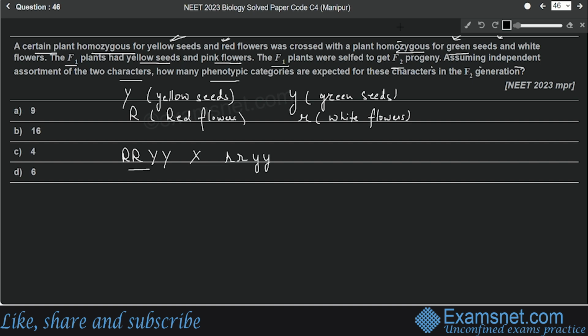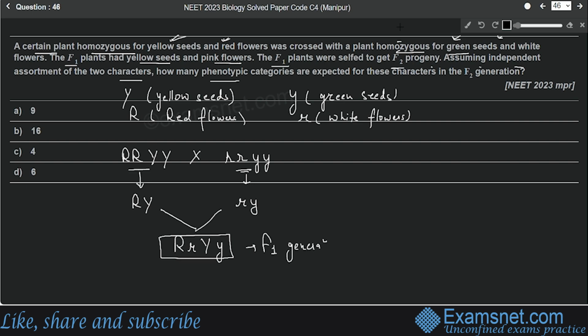Now from the first one, what will be the gametes that will be obtained? Capital R and capital Y. And from the second one, the gamete will be small r and small y. So the resultant progeny of the F1 generation will have the genotype capital R, small r, capital Y, small y. This will be the common genotype of all the offspring of the F1 generation.